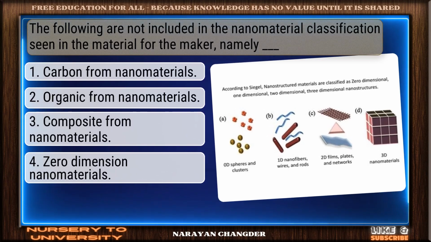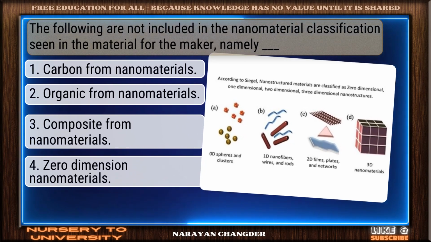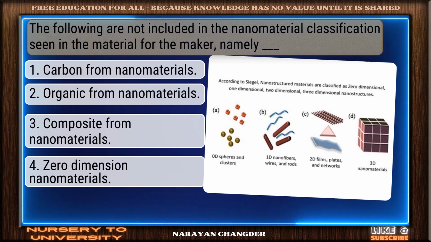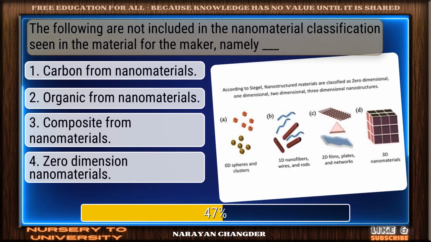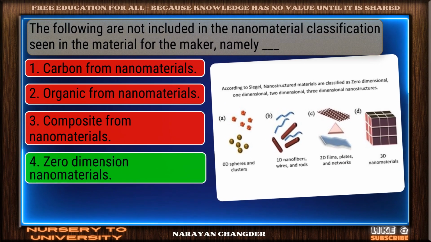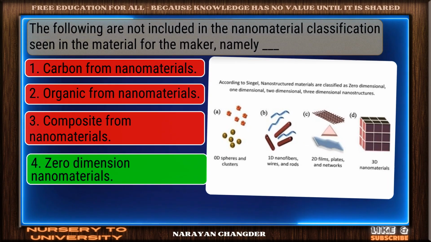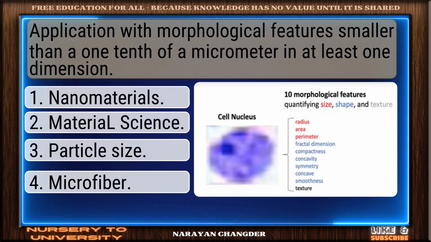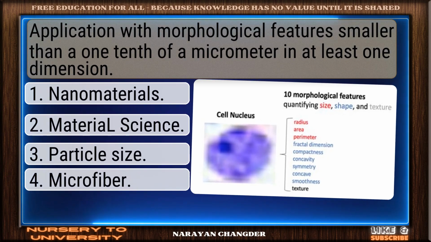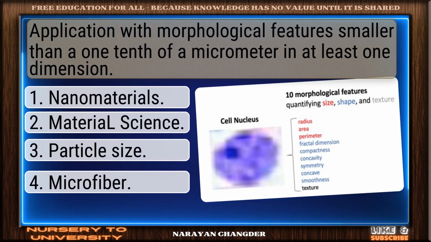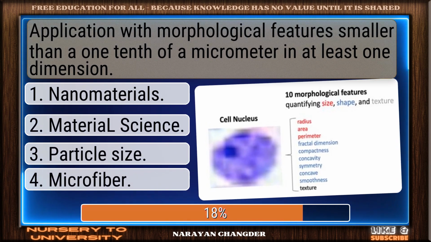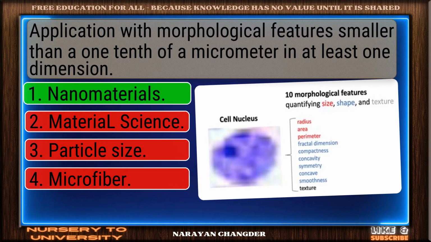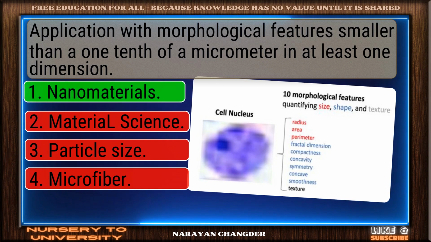The following are not included in the nanomaterial classification seen in the material for the maker, namely dash. Correct. Zero-dimension nanomaterials is the right answer. Application with morphological features smaller than a 1/10 of a micrometer in at least one dimension. Excellent. Nanomaterials is a brilliant choice.